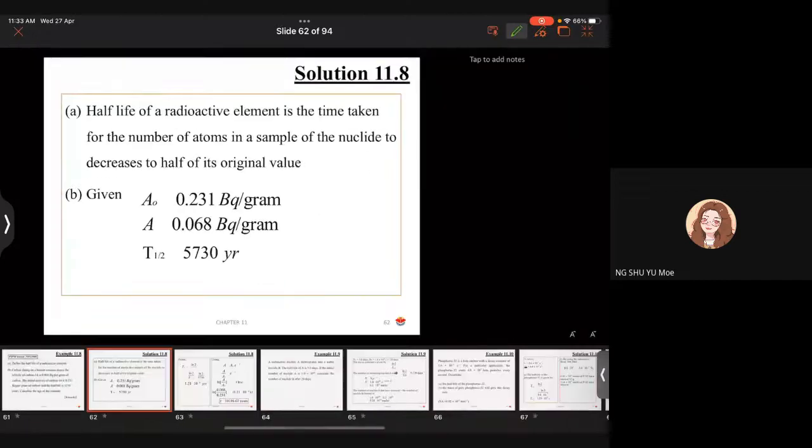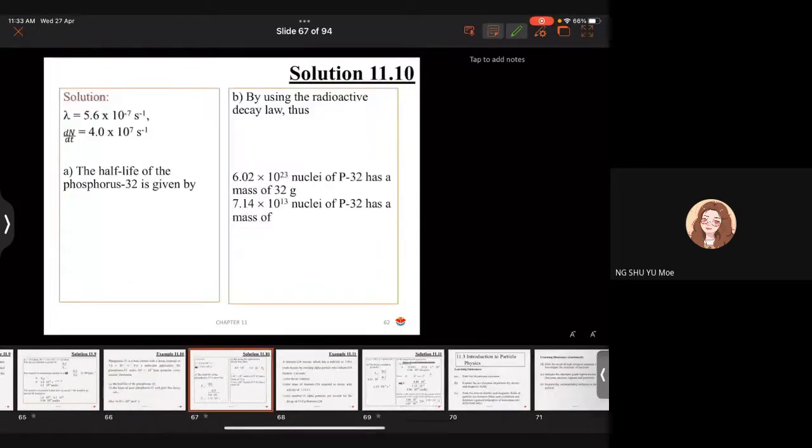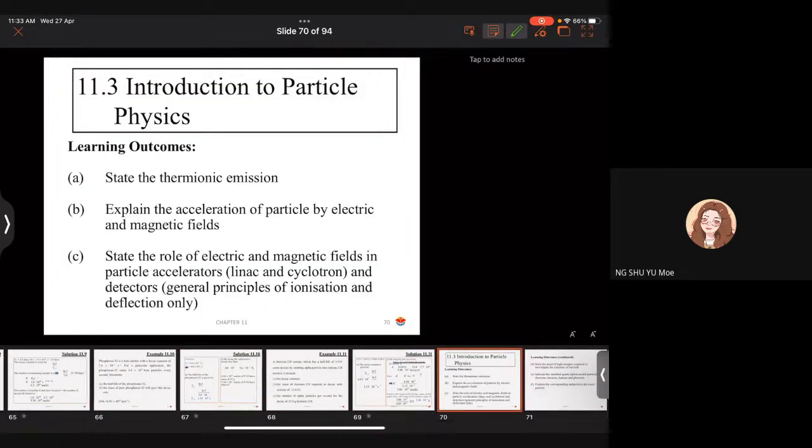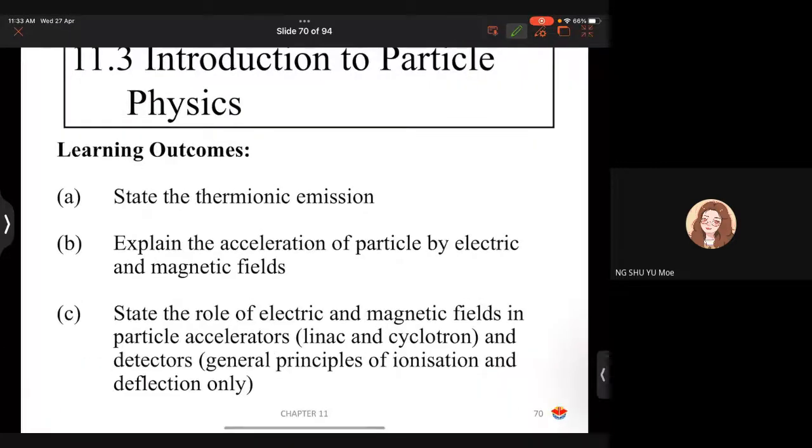Okay, so saya habis dekat sini. Yang lain ni boleh baca banyak ni. Okay, saya masuk kepada last sekali lah. Introduction of particle. Okay, introduction of particle in physics.